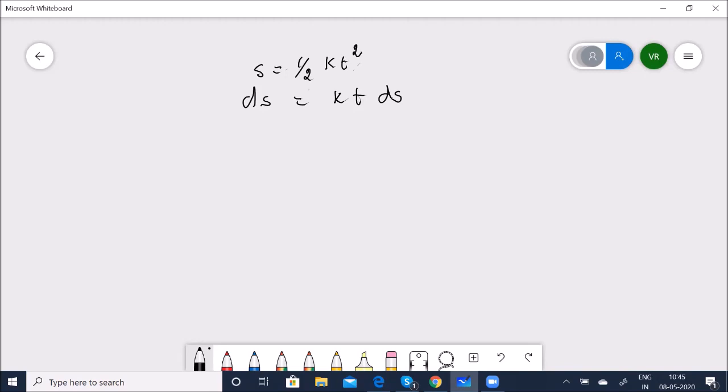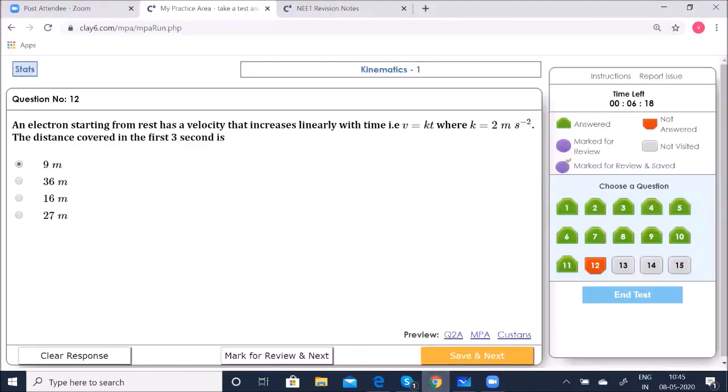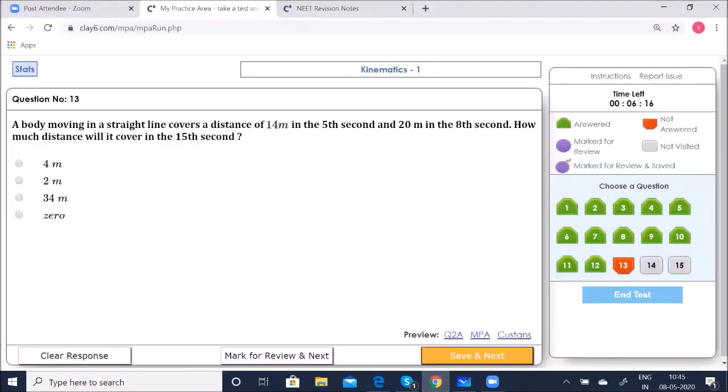Okay, now substitute the values. It is going to be half into K, which is 2, into time, which is 3, into 3, which is equal to 9 meters. Let's see which option is correct. 9 meters. So first option is correct. Save that and go to the 13th.